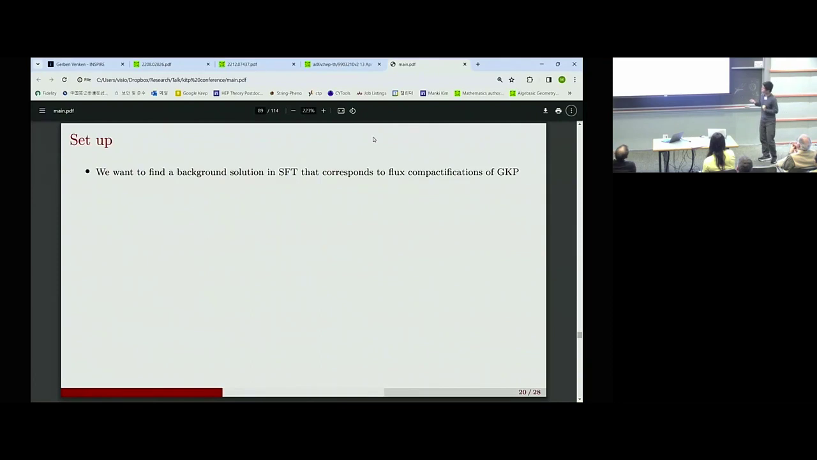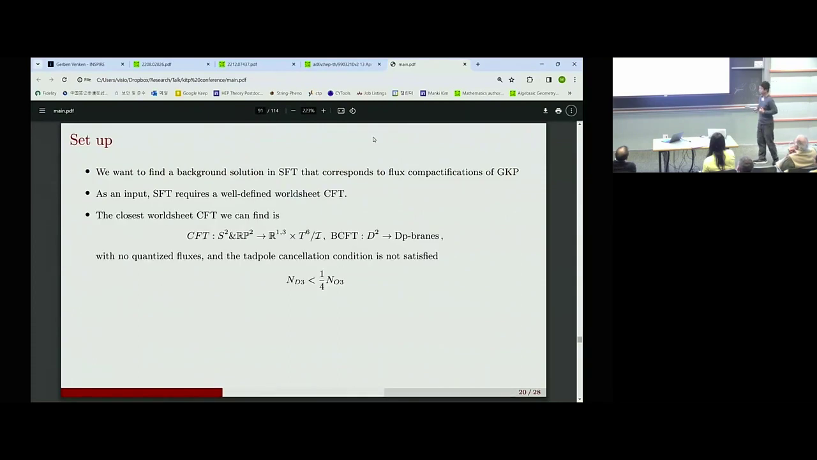I want to use string field theory to study flux compactification. As an input, as I told you, we need a worldsheet CFT. The closest worldsheet CFT that you can find is the toroidal one. I want to keep things simple, so I'm going to talk about toroidal compactification, but if you're more ambitious, you can think about Calabi-Yau CFT. But let's keep things simple and think about toroidal compactification.